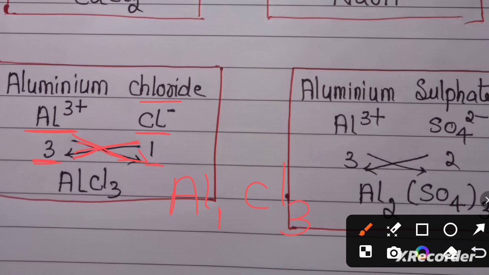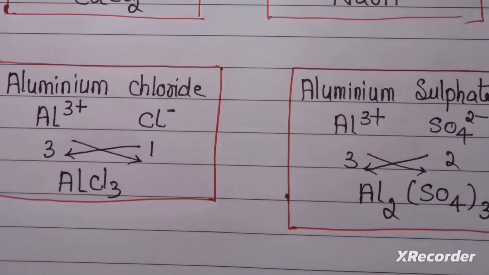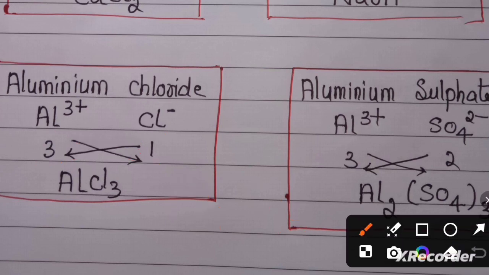So the formula of aluminium chloride is AlCl3. Likewise, the formula of aluminium sulfate. So aluminium ion Al3+, sulfate ion SO4 2-. Valency of aluminium is 3 and valency of sulfate is 2. Just do the crisscross. So write the formula of aluminium sulfate.